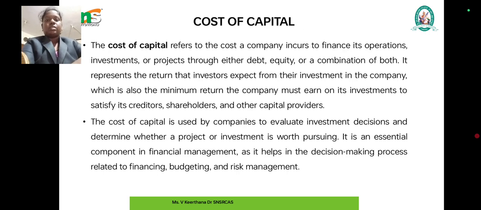So next we can see what is cost of capital. The cost of capital refers to the cost a company incurs to finance its operations, investments or projects through either debt, equity or a combination of both. So actually cost of capital is a company's cost. It incurs for operations, investments and projects either by debt, equity or a combination of both.